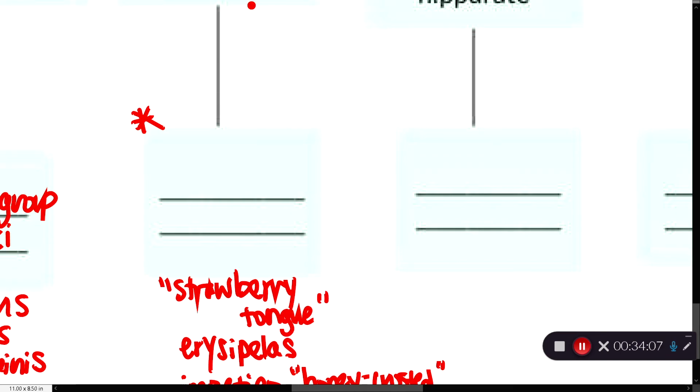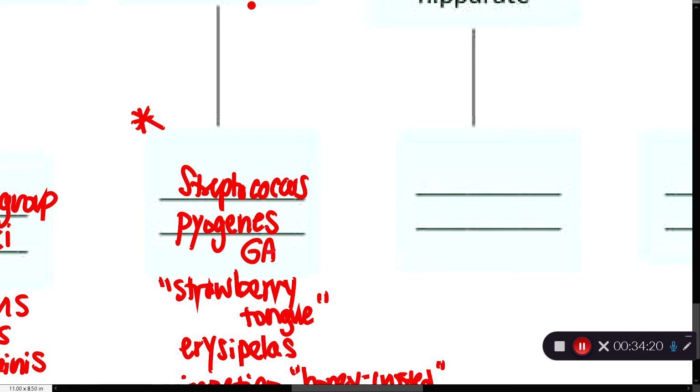And so this is going to be our Streptococcus pyogenes. Also the number one cause of strep throat. And we'll often also call this GAS, so our group A strep. Okay.